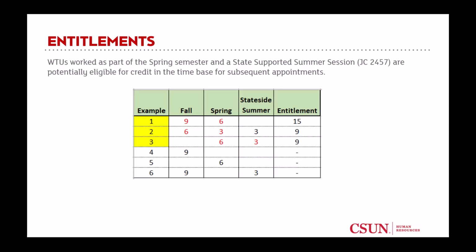With a Y1, you have 2 consecutive semesters. So let's take example number 1, fall and spring. Let's say fall is their first semester, spring is their second semester. Well, in those 2 semesters, they're an S1. Going into the next academic year, they're going to be a Y1, right? Because they worked 2 consecutive semesters. They earned a 1 year contract with an entitlement.